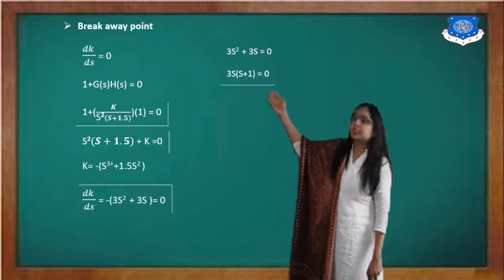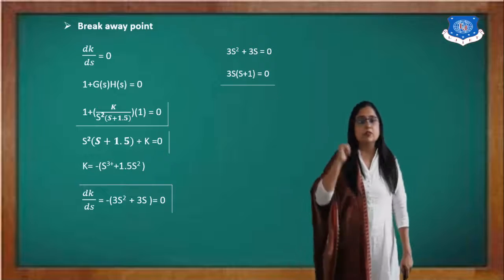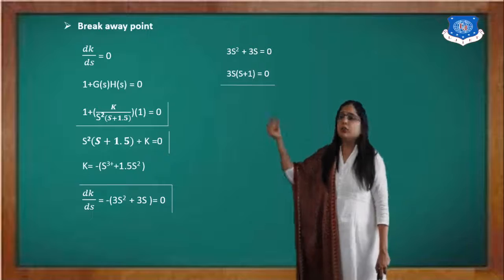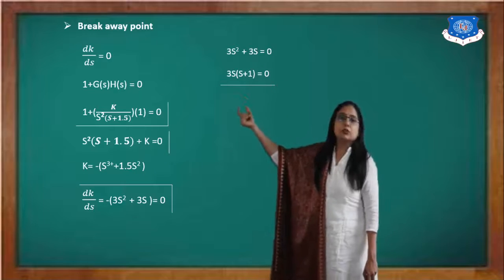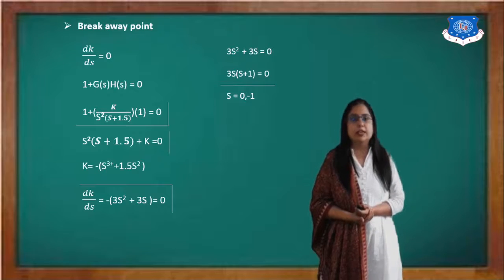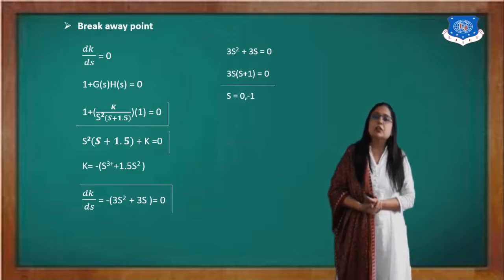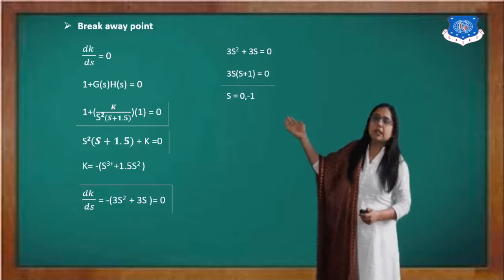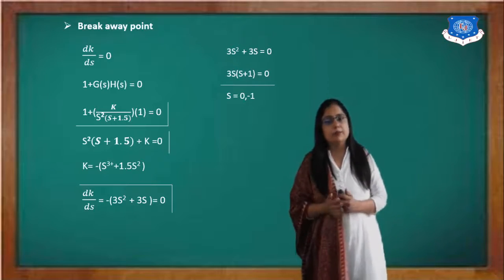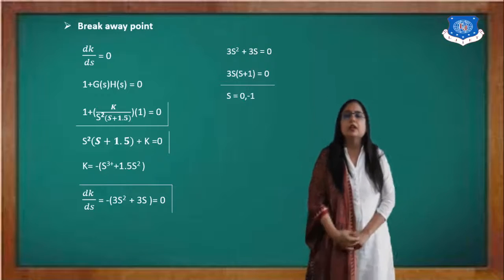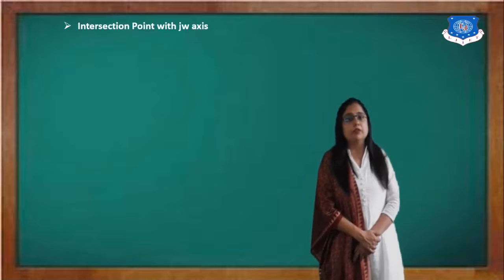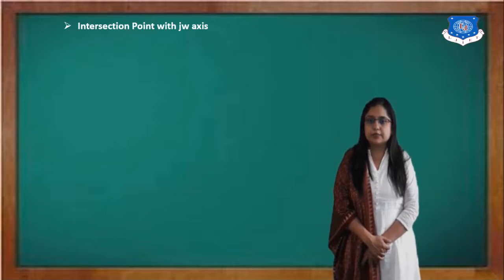So here the value, that is 3s square plus 3s, that equal to 0. Now you just take the 3s common. So what we get? 3s into (s plus 1), that equal to 0. Now the 3s is equal to 0 and s plus 1 equal to 0. So the one value of s is 0, and the another value of s is minus 1. So here I'll get the two breakaway points. One is at 0 and another is at minus 1.